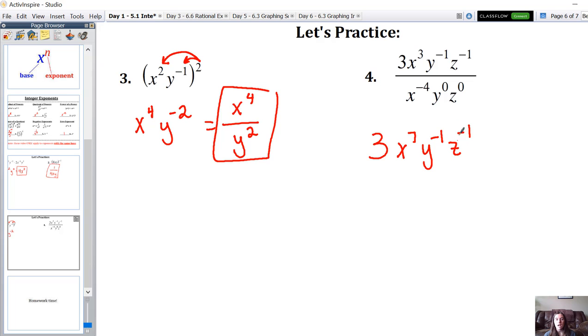But again, we cannot have any negative exponents in our final answer, so we're going to move everything that has a negative exponent to the denominator. So now this becomes 3x to the 7 over y z, and if you want to put that 1 there, if it makes you feel better, go for it. But y to the 1, z to the 1, you don't have to write those 1s there. And that's that.